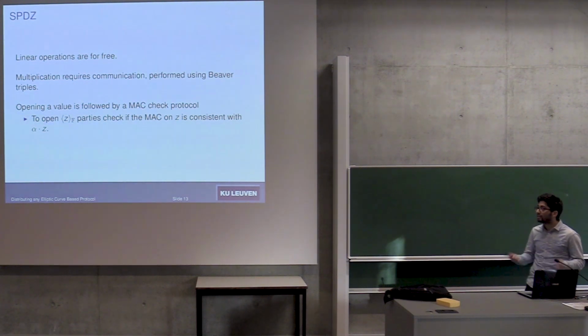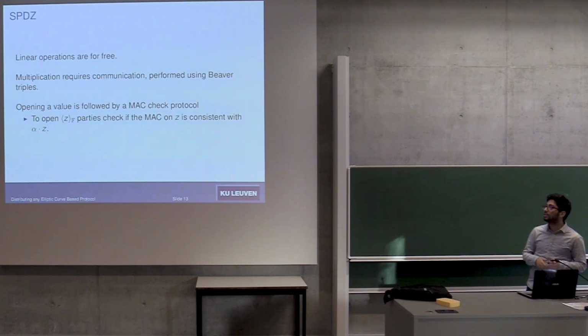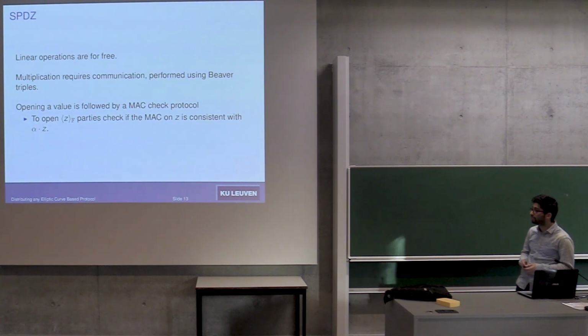And it's actually hard to cheat, because if a party modifies Z, then it needs to forge a MAC for the new value, and this can happen only with negligible probability, which is 1 over the size of the field on which we're working.